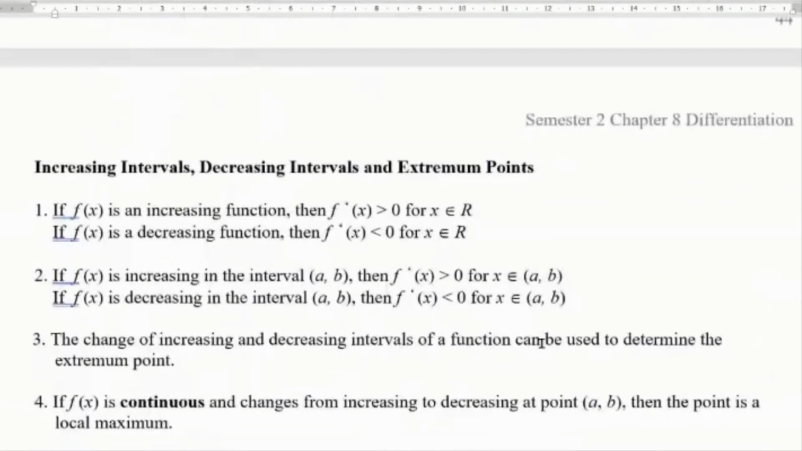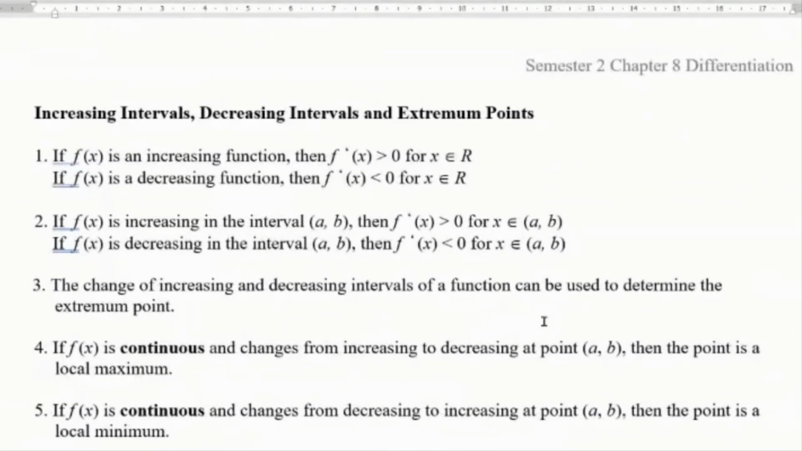Now we go to the second application. By using dy/dx, you can determine whether the graph is increasing or decreasing. Increasing means the graph is going up this way, from left to right. Decreasing means the graph is going down this way. This is increasing, this is decreasing.